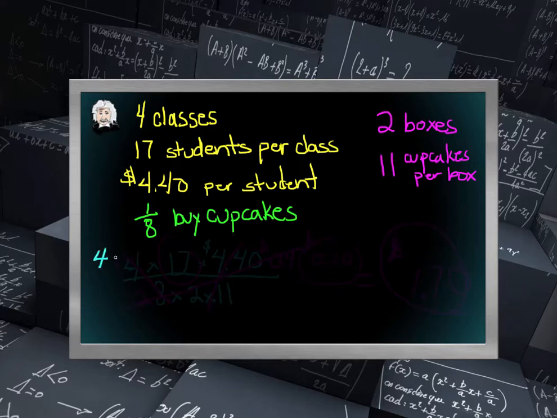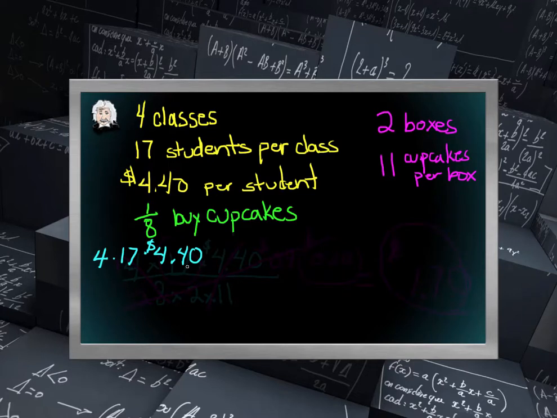4 classes times 17 students per class. And recall, it doesn't matter that it's an exactly 17 or an average of 17 per class, because the total is going to be the same, and that's what we really need to calculate. Times $4.40 per student to be spent. So that's the total dollars to be spent.